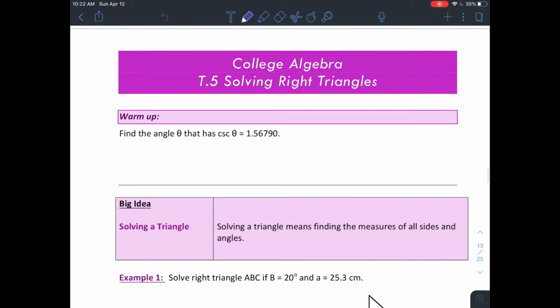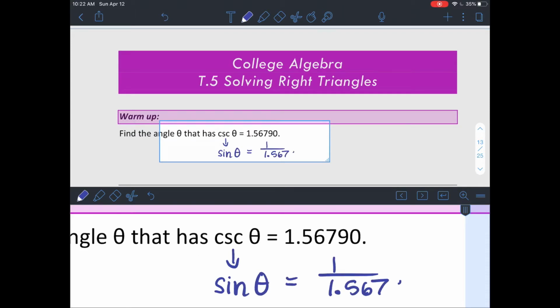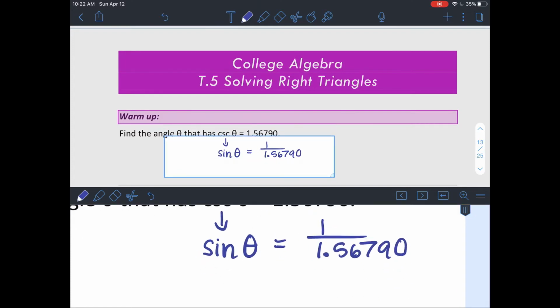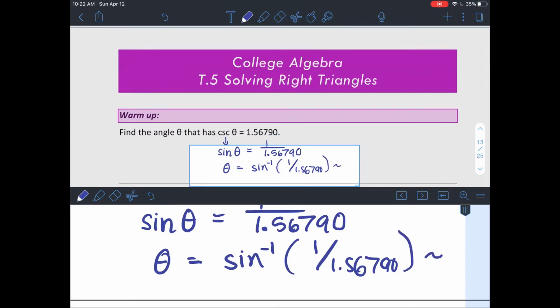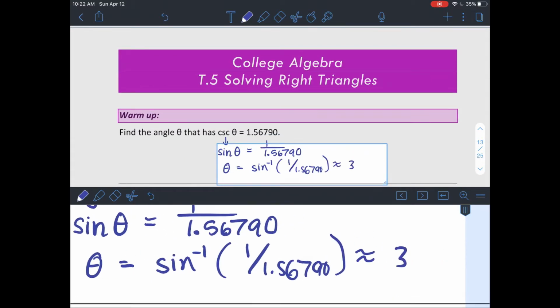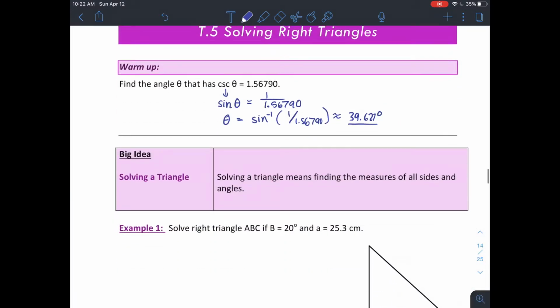Let's do this warm up real quick because you're going to need to remember how to do it in a minute. So if you want the angle that has this cosecant value, go ahead and think about the fact that its sine value would be 1 over that. And then if you want an angle, you need to use your inverse trig function. So I can do inverse sine of that sine value in your calculator, and you're going to end up with approximately 39.627 degrees.